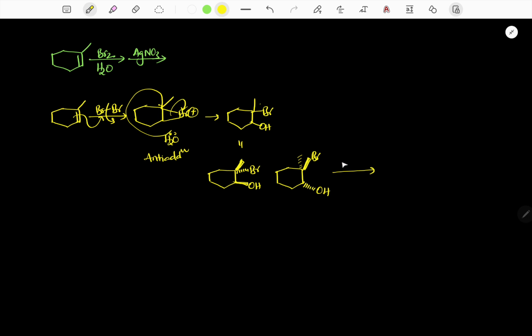Now it is treated with the AgNO3. So AgNO3 removes the Br minus completely and forms the corresponding stable carbocation. Now here we expect migration because this carbocation is more stable. So after migration, both molecules are converting like this.